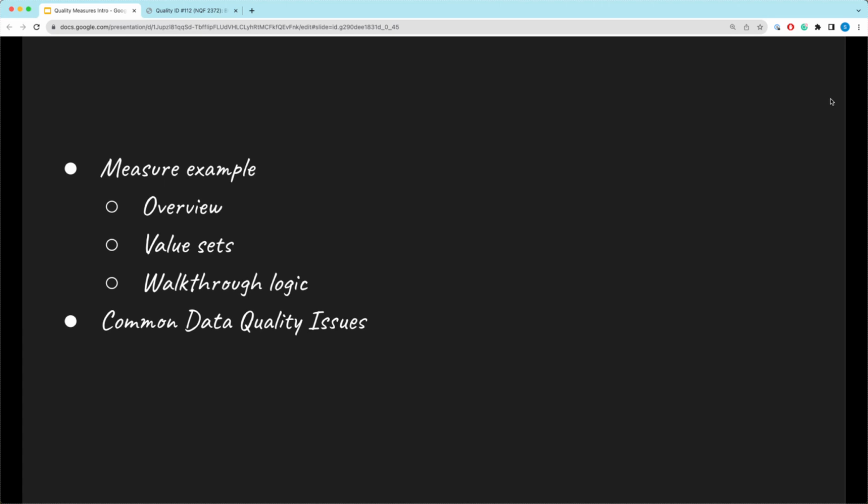So we're going to talk about the measure. We're going to talk a little bit about value sets related to that measure. We're going to walk through some of the logic. And then at the end, we're going to talk about some common data quality issues that may come up when you're running or calculating a quality measure for a patient population.